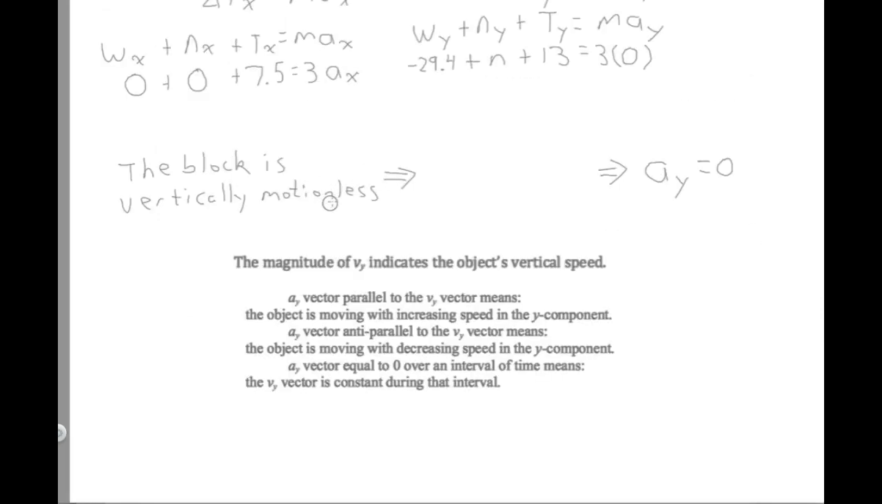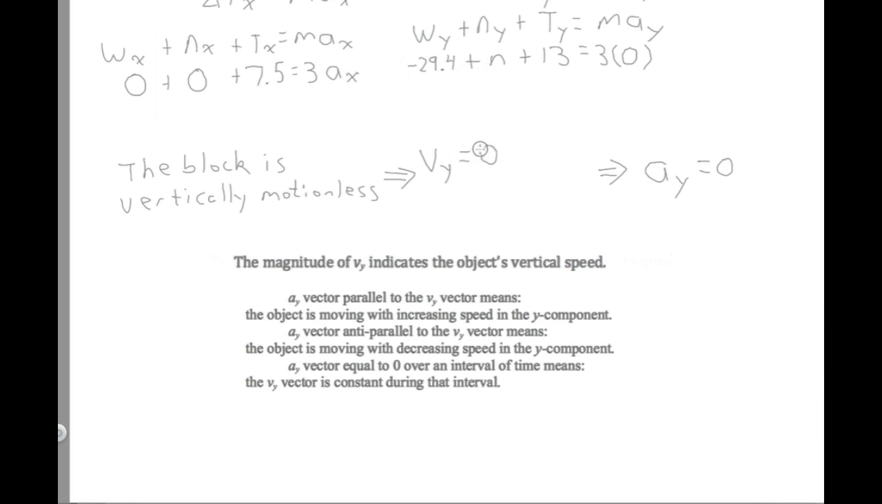This might seem obvious to you, but actually velocity and acceleration are difficult and subtle concepts to work with. So let's take our time and really spell out the steps of this logic. Well, remember that the magnitude of v sub y would indicate the object's vertical speed. I hope you know that the magnitude of velocity indicates speed. Well, if the object is vertically motionless, then its vertical speed is 0. Since the block is vertically motionless, its vertical speed is 0.